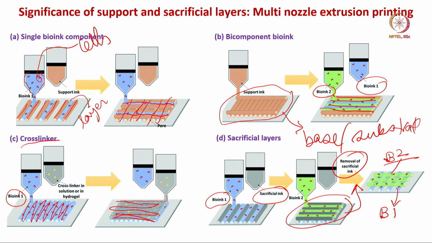So what you learned from this particular slide is that you can design this entire 3D bioprinting experiment by involving the use of support layers as well as sacrificial layers, and this is multi-nozzle extrusion bioprinting. With more than one nozzle, you can change the nozzle during the 3D printing experiment the way you desire. As a result, you can essentially complete these experiments.